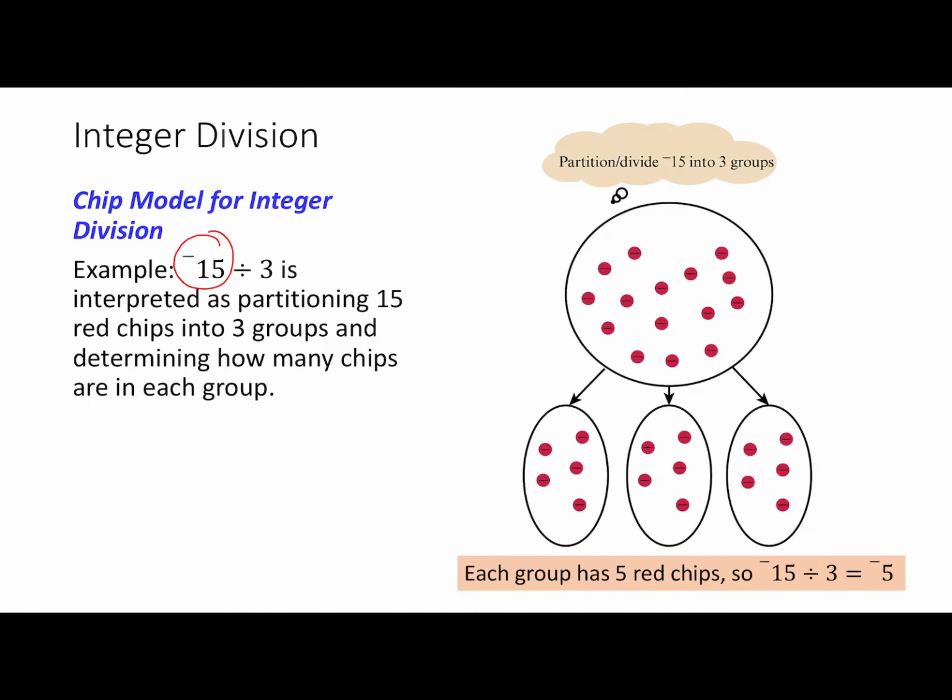So I'm going to start with 15 red chips in here, and I'm going to partition into 3 groups. This is much like the model that we saw with whole numbers. And then I'm going to count how many red chips went into each group. Each group has 5 red chips. So negative 15 divided by 3 is negative 5.